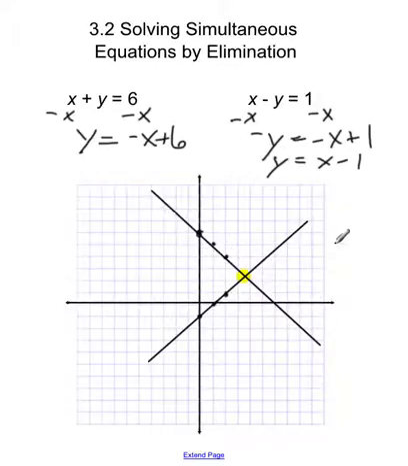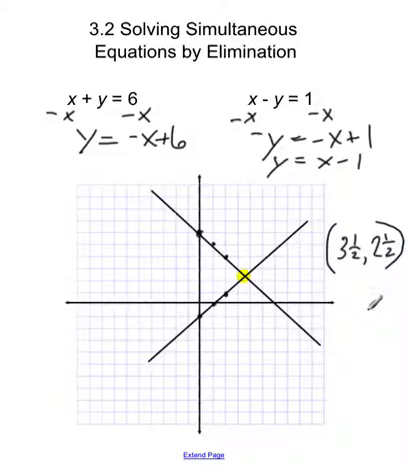So what's the overlapping point here? Well, it looks like it's 3.5, let's say, and 2.5. So the point of intersection, or the solution to this system of equations, is 3.5, 2.5. Well, I don't really know that it's 3.5, 2.5. It might be 3 3/5, which is close to 3.5. I'm estimating just by looking at it. So there's got to be a better way to do this problem. We've got to use algebra to do this problem.